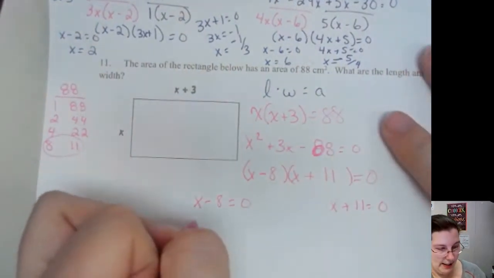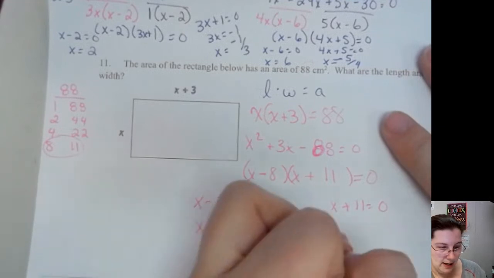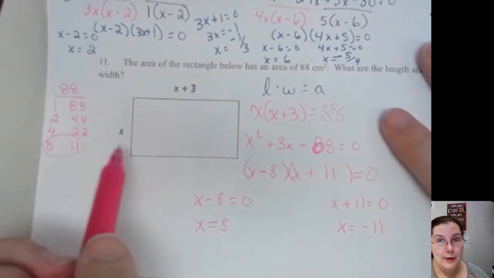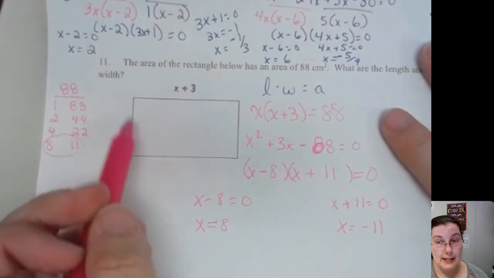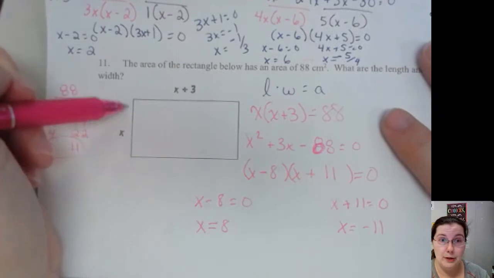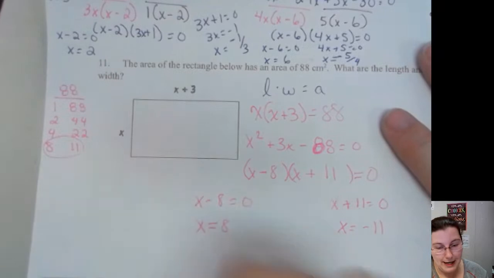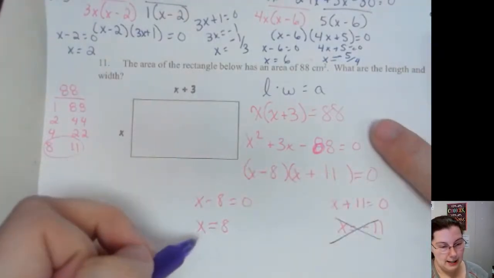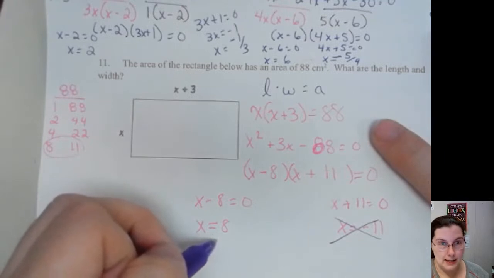So when I solve this one, I get x equals 8. This one is x equals negative 11. Well, we know that we cannot have a side that is negative. We talked about that in class. If you're using a tape measure or a ruler, and you go to measure this, you cannot get a negative measurement. It's not possible. So because of that, we can ignore this answer, and we know that the x is going to be equal to 8.